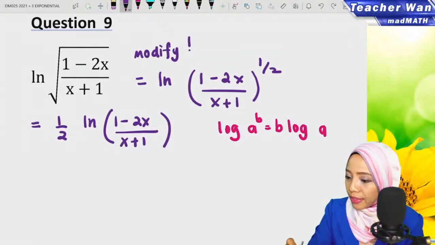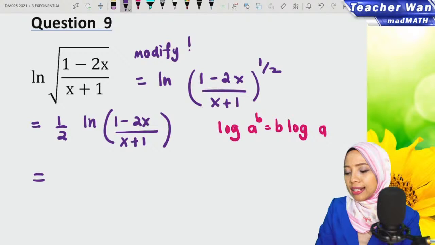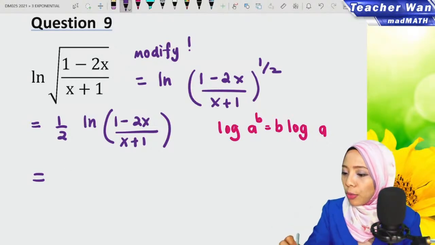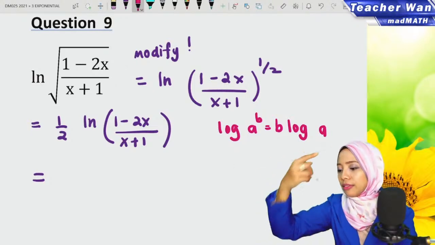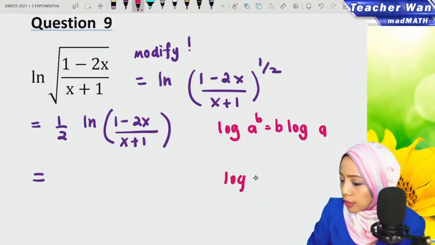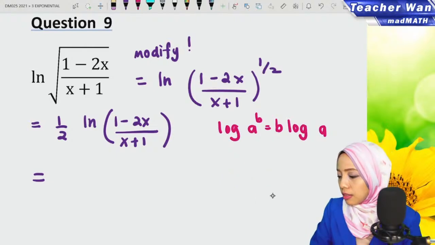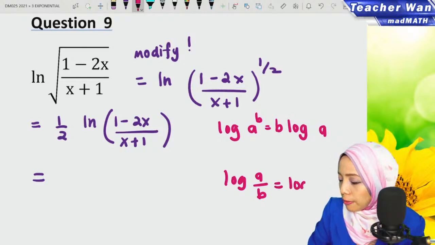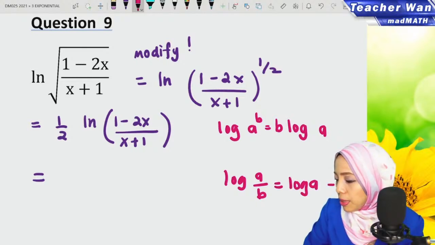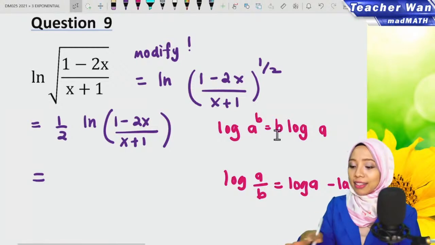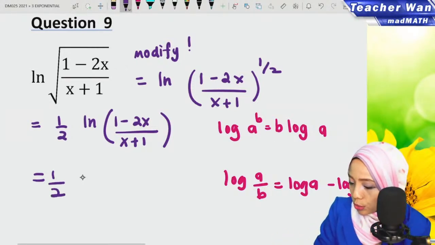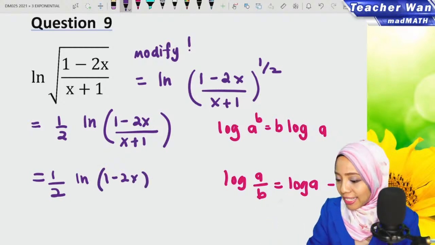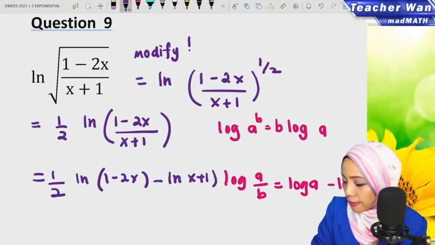Okay, next step is this one. Divide. So divide, log properties again. Log A over B equals to log A minus log B. Okay? So it will be 1 over 2 ln 1 minus 2x minus ln x plus 1.